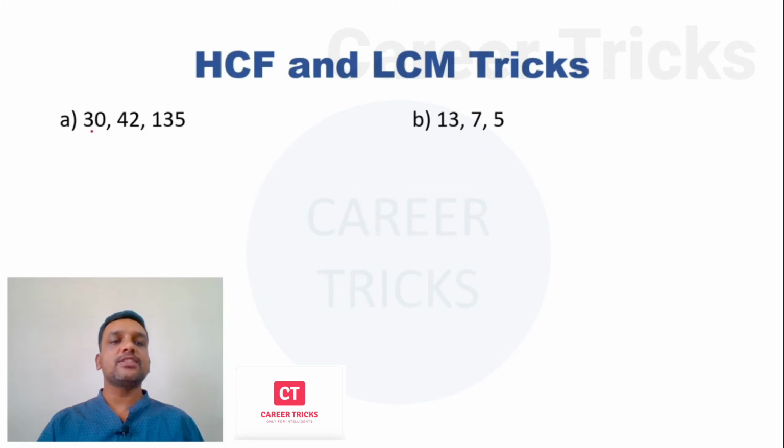When you are solving this, which is the minimum? 30 is the minimum. I will check whether 42 is divisible by 30. No, it is not possible. Then what will I do? I will take half of this, that is 15. Is 42 divisible by 15? No. Then I will take 1/3 of this, that is 10. That is also not possible. 30 by 4 is not possible. 30 by 5 gives 6. 42 is divisible by 6. Yes. Then is 105 divisible by 6? No, it is not divisible by 6.